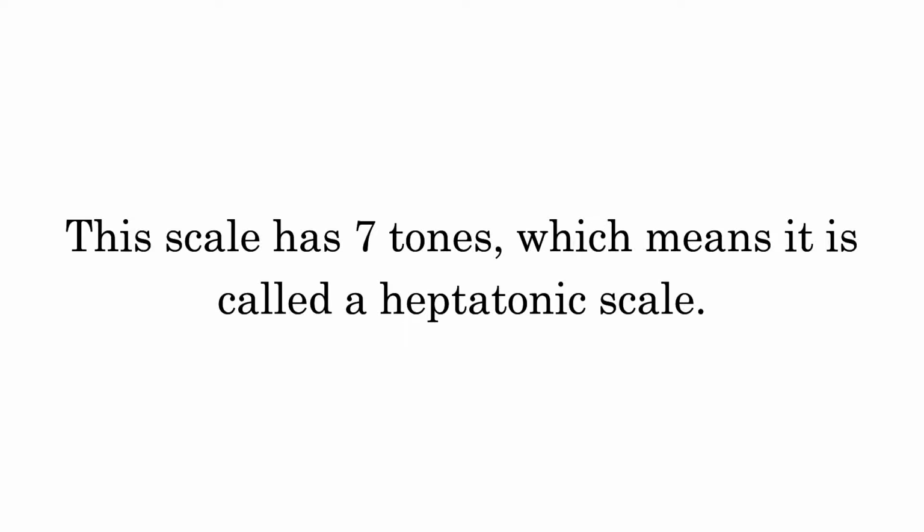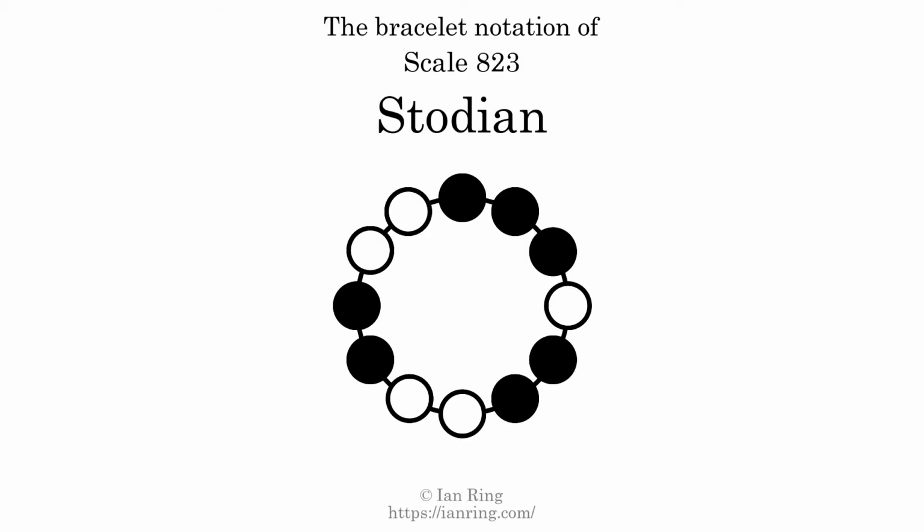This scale has 7 tones, which means it is called a heptatonic scale. This is a bracelet notation diagram of scale 823. The shaded circles represent tones that appear in the scale, and they are read clockwise, starting at the top.